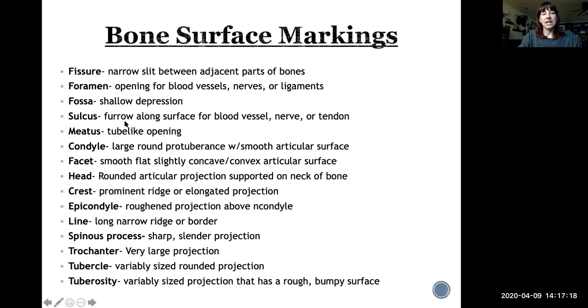A sulcus is a furrow, like a groove along the surface of a bone for a blood vessel, a nerve, or a tendon to sit in. Okay, so it is protected in that sulcus along the bone. I don't know if technically this is a sulcus, but there is a groove all the way down this tibial bone. I don't know if you can see that very well. There. This indentation, this groove channel all the way down the entire length of the bone, is a sulcus that blood vessels and nerves can lay along and be protected there.